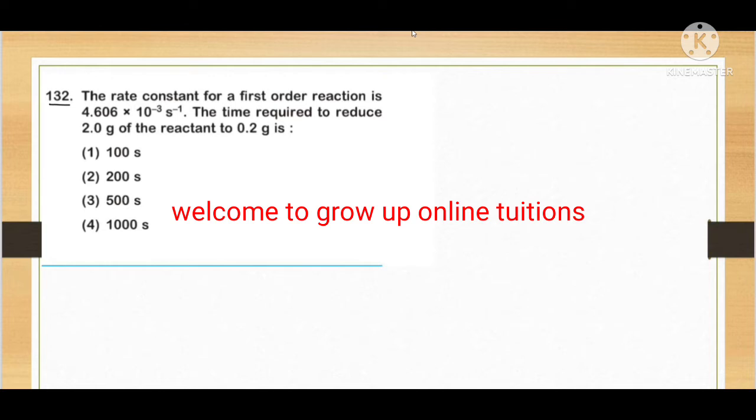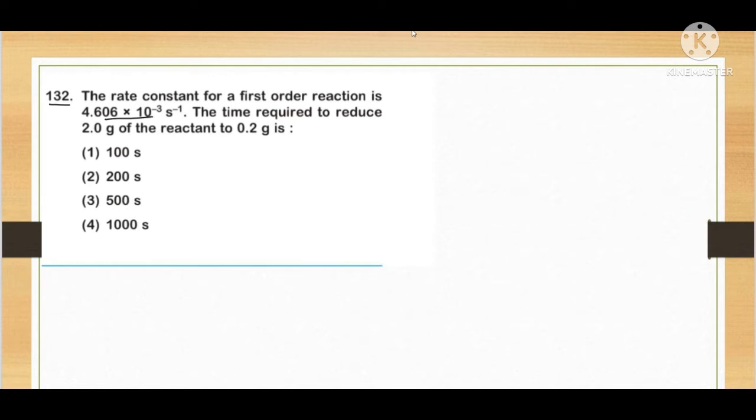Now let us discuss question 132. The rate constant for a first order reaction is 4.606 into 10 power minus 3 second inverse. How much time is required to reduce 2.0 gram of reactant to 0.2 gram?